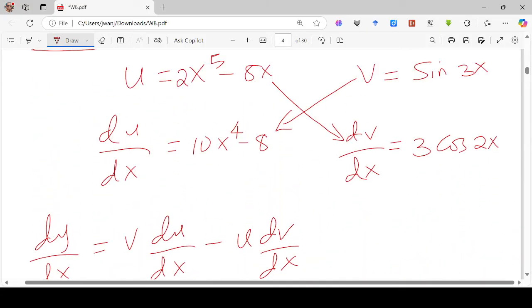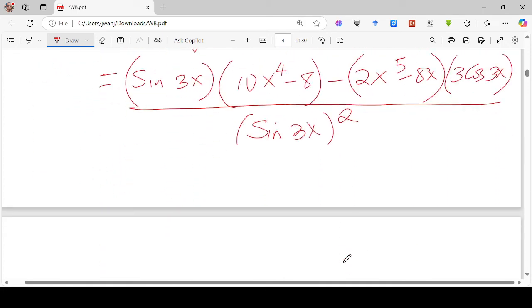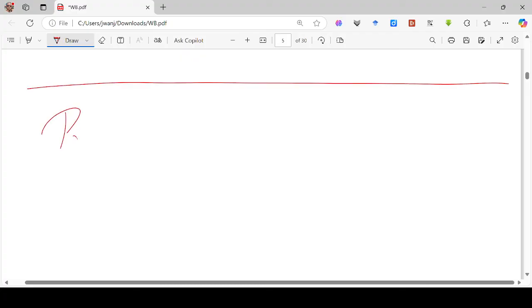So notice that u is the numerator, v is the denominator. We differentiate u with respect to x. We also differentiate v with respect to x. Then we multiply v with the derivative of u and u with the derivative of v. The next method is the product rule.